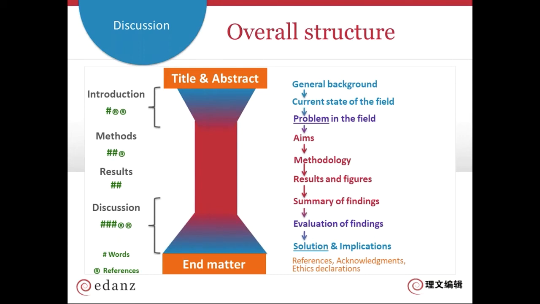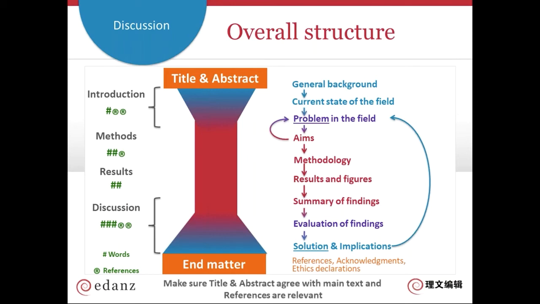In particular, your aims should be directly related to the research problem, and your conclusion should directly answer the question you identified in the introduction without overstretching and overgeneralizing. Also, again, make sure that your title and abstract agree with the main text and that your references are relevant, they're within your field, and up to date.